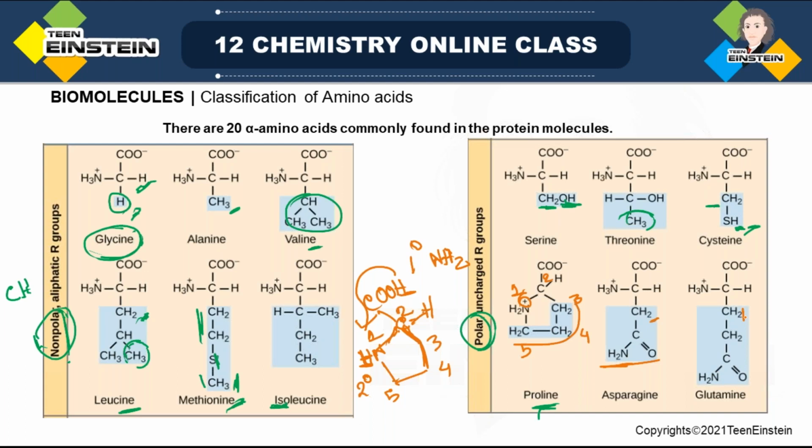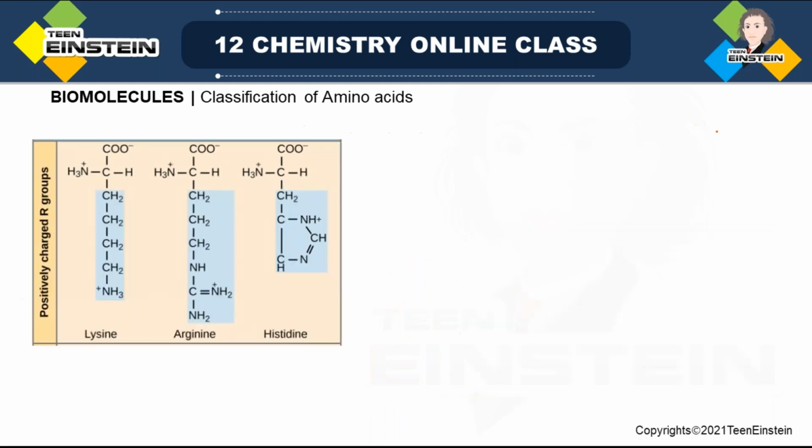So this category, the second one, is polar uncharged R group. So in these two categories, how many amino acids have we seen? Total 6 here, and here also it is total 6. So 12 alpha amino acids we have seen, 8 more we have to see.